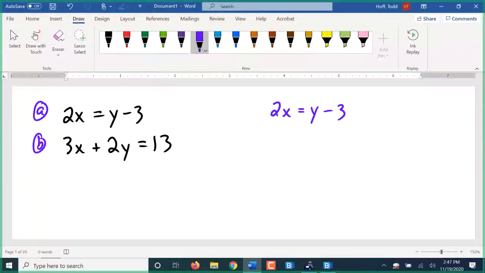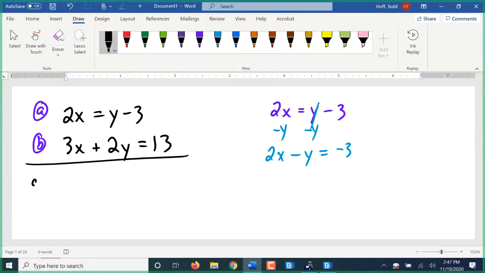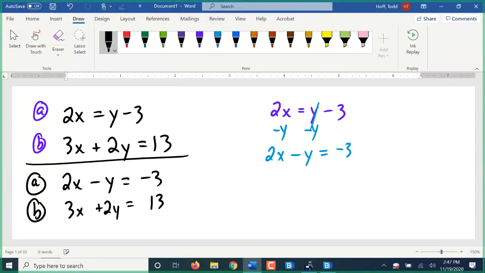In that equation A, y has to be moved over to the other side. So I'm going to subtract y. I now have 2x minus y equals negative 3. That is now properly lined up. So my equation A is 2x minus y equals negative 3. Equation B has not changed. 3x plus 2y equals 13.